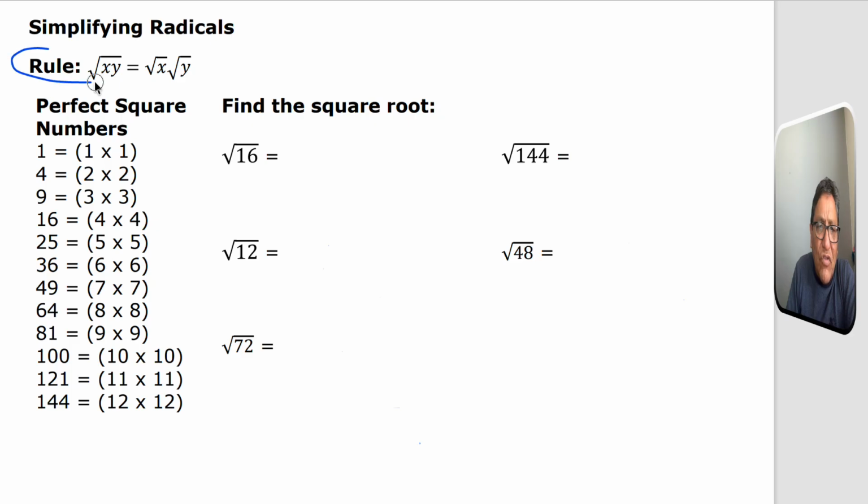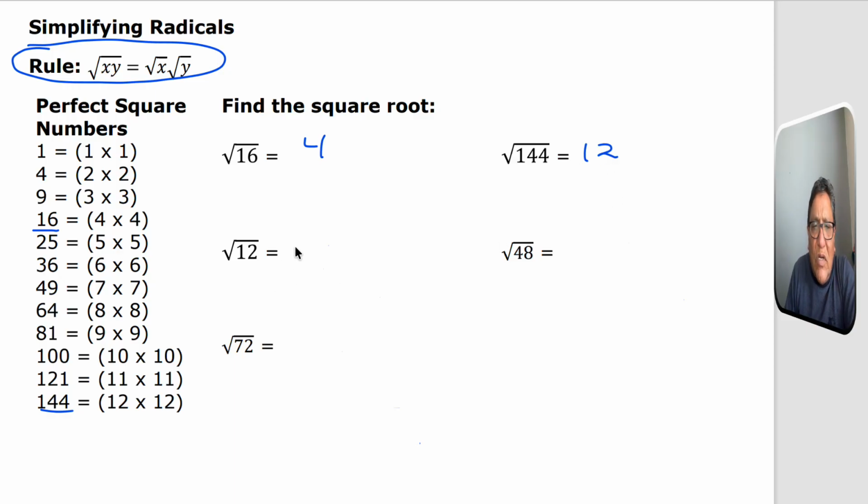Also, we need to apply this rule in order to simplify radicals. So let's start. For example, the square root of 16. You come here to your table and you say, okay, the square root of 16 must be 4. Why? Because 4 times 4 is 16. The same thing, the square root of 144. You say, okay, it will be 12. Why? Because 12 times 12 makes 144. So the square root of 144 is equal to 12.